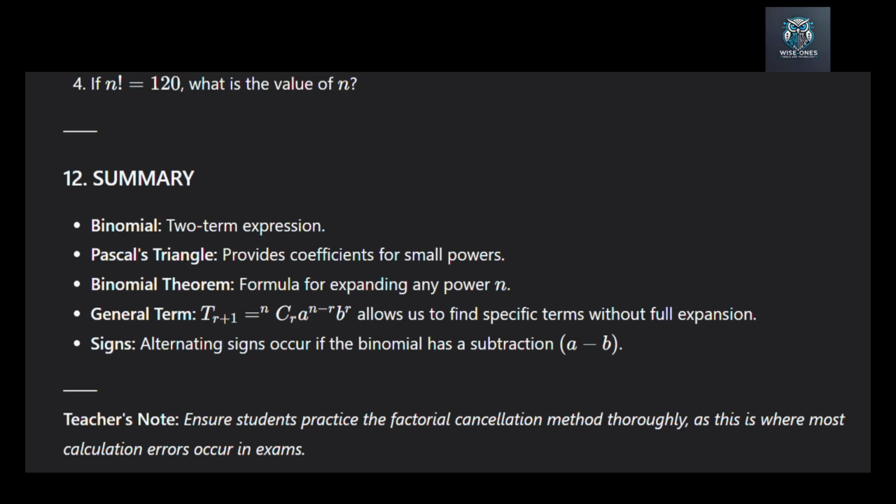And one last thing on the constant term. When you have x in the denominator, like 1 over x, treat it as x to the power of negative 1. This makes the algebra much easier. So 2 over x is 2 times x to the power of negative 1. When you raise that to the power of r, the x becomes x to the power of negative r. Then you add the exponents. This is the secret to finding the constant term quickly. Okay?